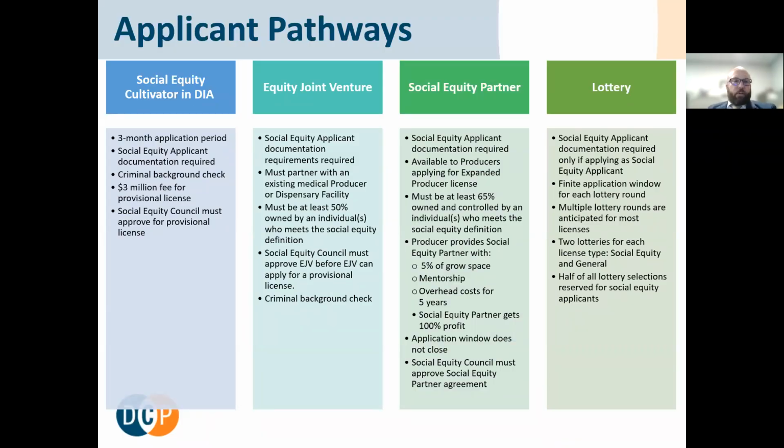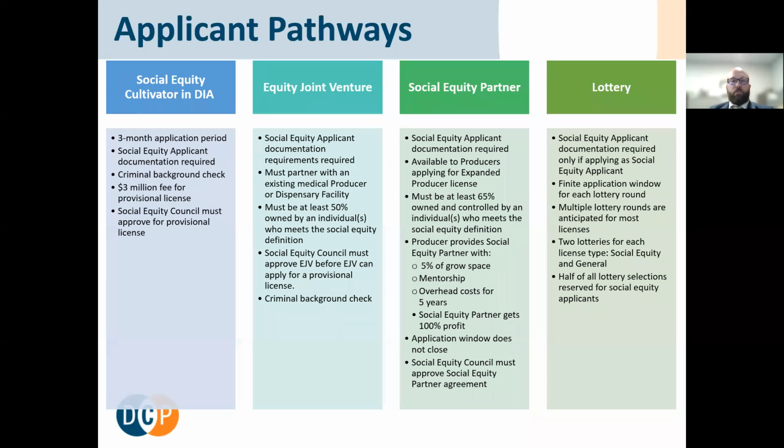So the social equity cultivator in the disproportionately impacted area has that 3-month period, $3 million fee. They're subject to a criminal background check, and we'll talk about that in a little bit. And they have to get approval from the Social Equity Council to get to the provisional license stage. Equity joint ventures are also required to have social equity applicant documentation. They must partner with an existing medical producer or dispensary facility. They must be at least 50% owned by an individual who meets the social equity definition. The Social Equity Council must approve the EJV before it can apply for the provisional license.